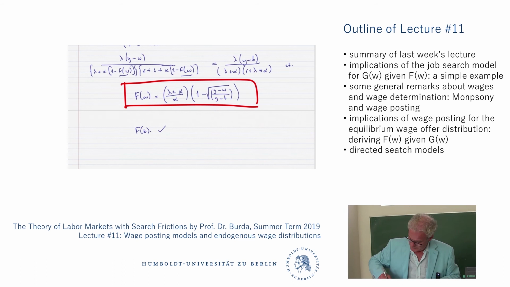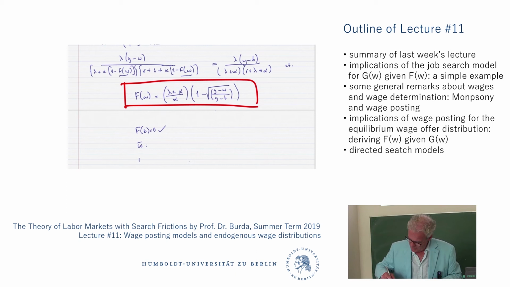What about W upper bar? Remember I told you that's actually endogenous in this model. You can solve for it. Firms would be crazy to pay a wage greater than Y, right? They wouldn't do that anyway, but you could ask the question, but they don't. In fact, it's going to be less than Y. So how would you figure out W upper bar?